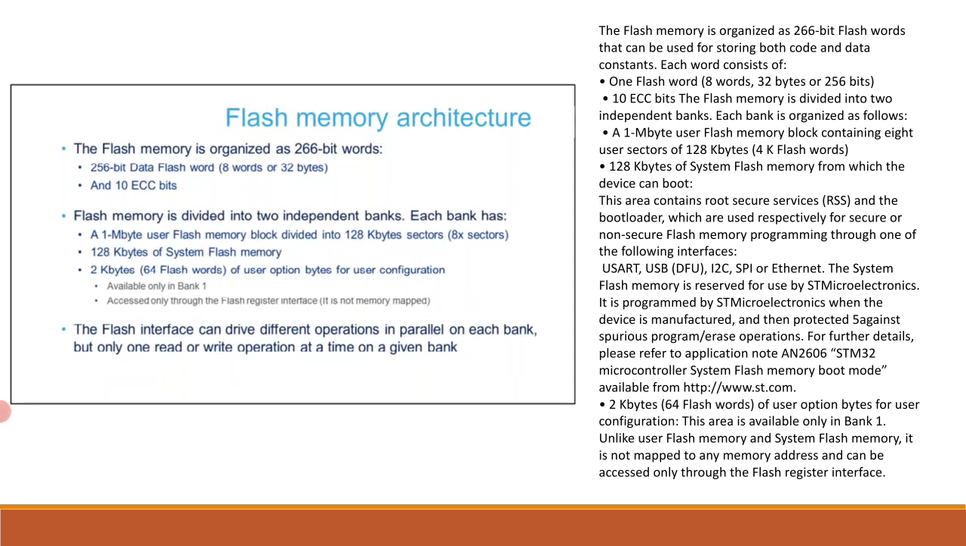128 kilobytes of system flash memory from which the device can boot. This area contains root security services, that is RSS, and the bootloader, which are used respectively for secure or non-secure flash memory programming through one of the following interfaces: USART, USB in DFU mode, I2C, SPI, or Ethernet. The system flash memory is reserved for use by ST Microelectronics.